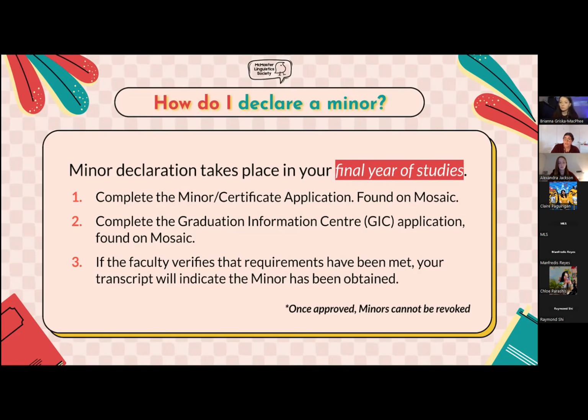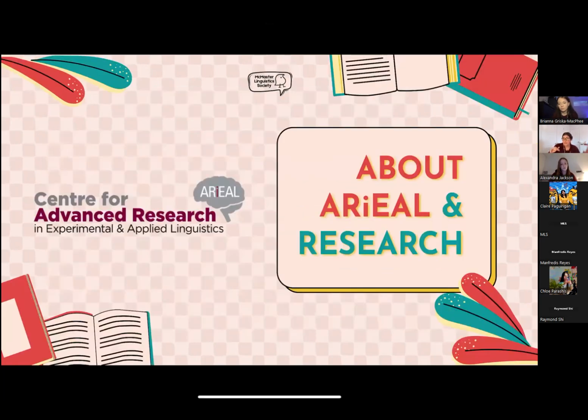But yeah, so once approved, minors can't be revoked. So once you already have it and you go through the process of getting it, then it's on your transcript. And yeah, so that's all for major and minor selection. If you guys have any questions, we can talk about them later, or you can send any questions to the McMaster Linguistics Society Instagram or on our Discord if you have any other questions.